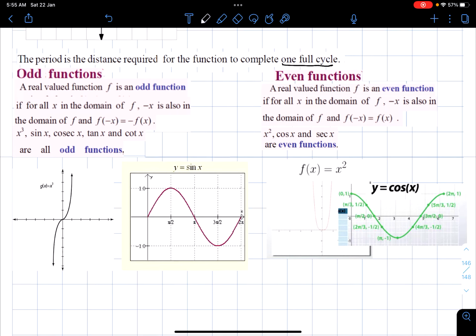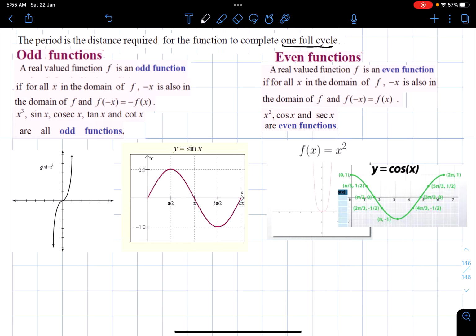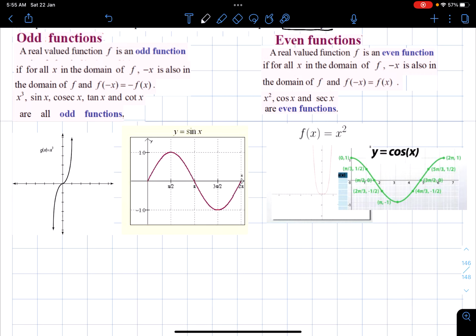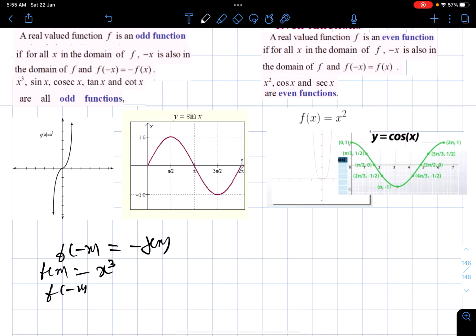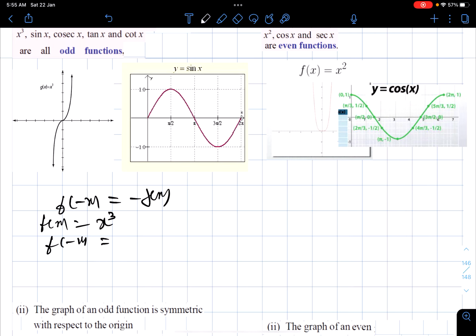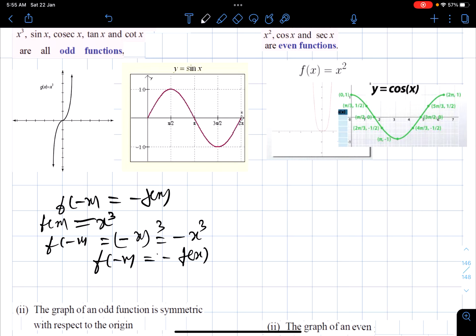A real valued function is an odd function if for all x in the domain of f, f of minus x is also in the domain of f such that f of minus x equals minus f of x. You take the function f of x equal to x power 3. Put f of minus x, then it is equal to minus x the whole power 3, an odd power, so you will get minus x cubed. This is nothing but equal to minus f of x. So you are getting here f of minus x equal to minus f of x.